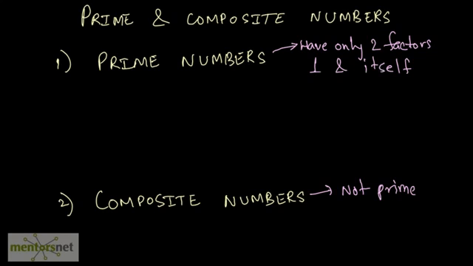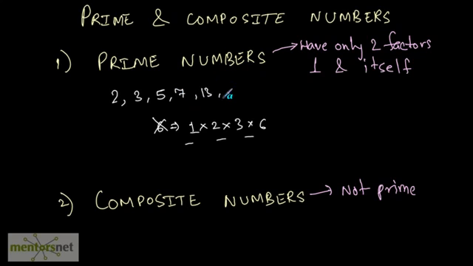So what are the prime numbers? 2 could be a prime number because 2 has only two factors, 1 and 2. 3 is a prime number. 5 is a prime number. 6 is not a prime number because 6 has more than two factors. 6 has, let's say, 1, 2 and 3, and 6 itself, so 6 has 4 factors, so 6 is not a prime number. 7 is a prime number. 13 is a prime number, and so on.